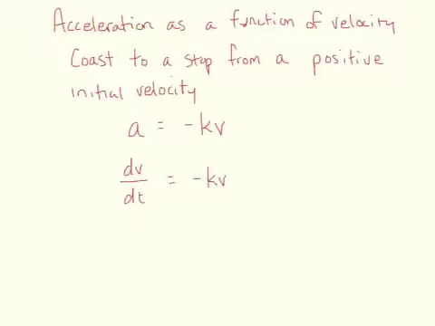And the first thing we have to do for that is do what we call separating the variables. And by separating the variables, what I mean is we need to get all the velocity stuff on one side of the equation and all of the time stuff on the other side of the equation. Now there's usually more than one way to do that. The easiest way to do it for this particular problem is to say that dv divided by v equals negative k dt.